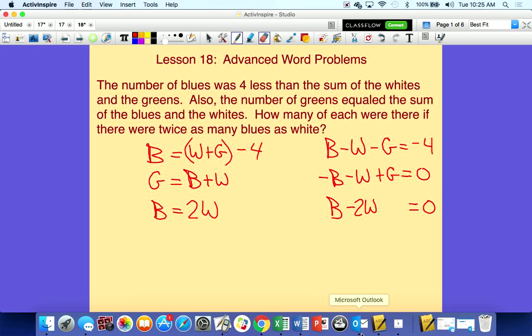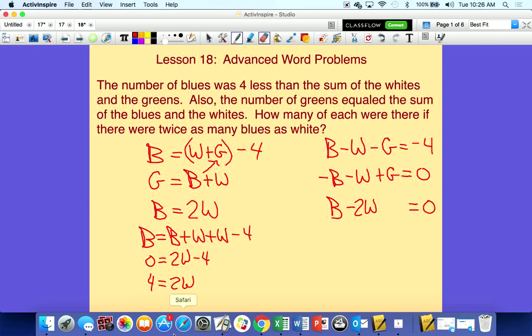Another way to do it is substitution. We have G equals this, so I could plug this in there for G. So I'd have B equals B plus W minus 4. Then I could solve this equation for W. I could subtract the B over, which gives me 0 equals 2W minus 4, add the 4 over, I get 2W equals 4, so W has to equal 2 here.